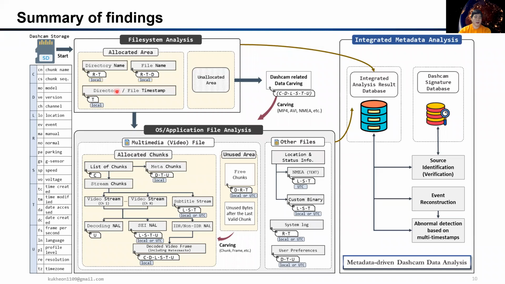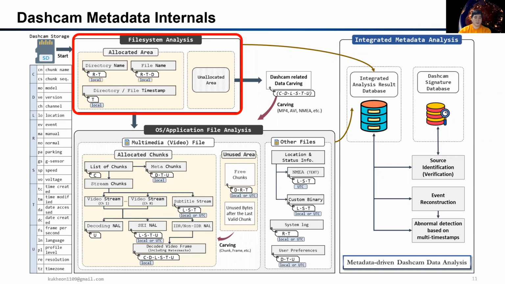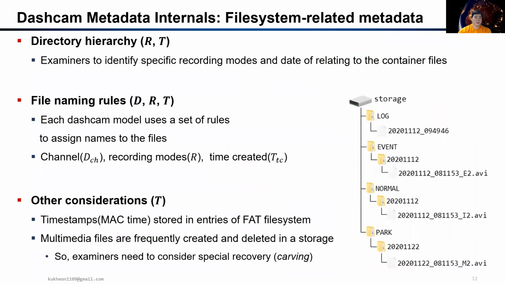Next, we explain the result of our brief analysis because time is limited. Let's take a look at the result of our analysis. First, file system analysis. For target models with FAT32 and exFAT file systems, it is possible to get useful metadata from directory entries of FAT. First, directory hierarchy. It helps us identify specific recording modes and data relating to the container files. That is the recording mode, and is this a create date?